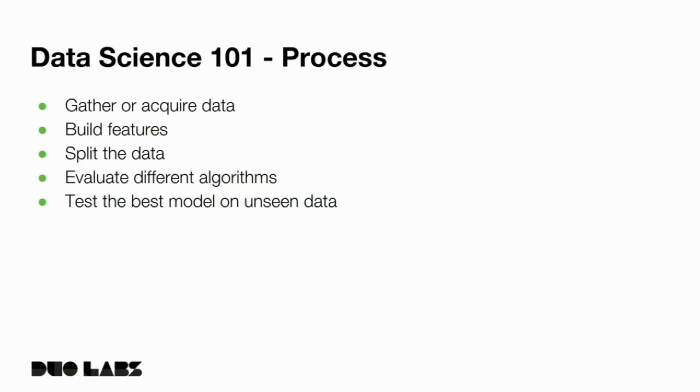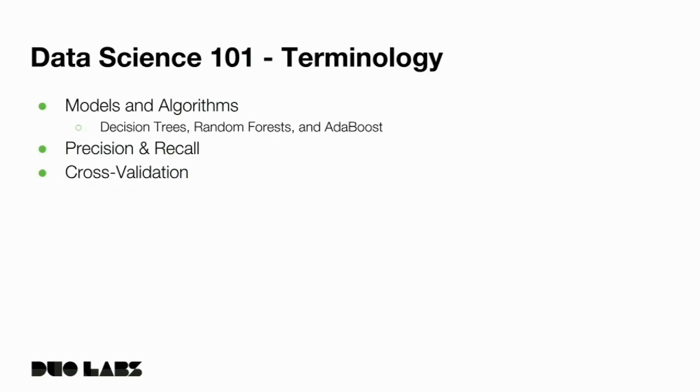Then you want to evaluate different algorithms. There are many algorithms that can help you do binary classification, and we chose a few. And then you want to test your model on unseen data. You want to see how well your model is going to generalize to data that your model hasn't been trained on. So now that we have the process, I'm going to introduce a few terms that I think will be helpful as well.